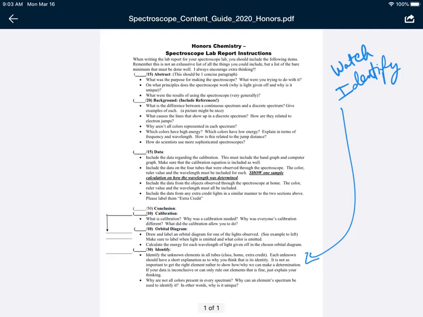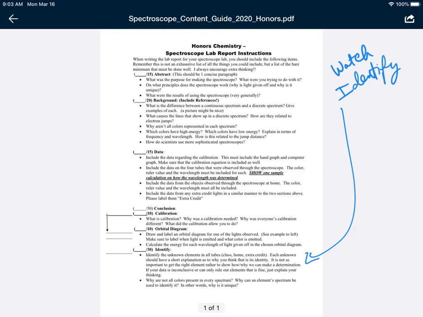And those 50 points come from these 3 different categories. So this whole thing is the conclusion. Here, calibration, orbital diagrams, and identification. So I would say probably maybe organize it into these paragraphs: have a paragraph that's focused on calibration, and then one that's kind of focused on orbital diagrams, and then the rest focused on identification.